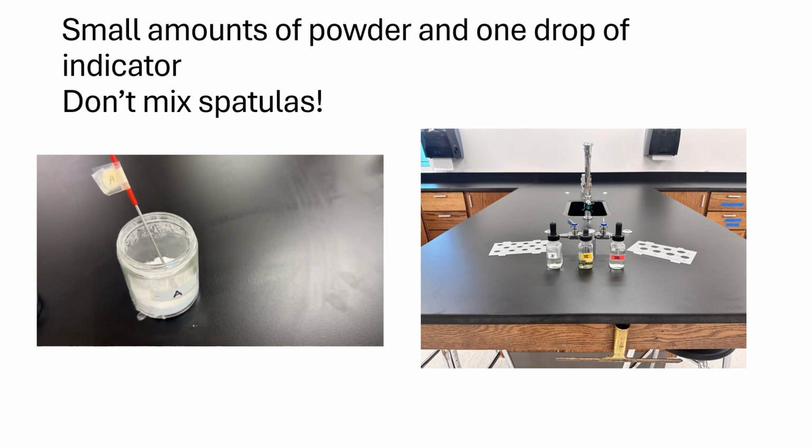Those containers of knowns and unknowns will stay in their spot. At your table, you will have indicators 1, 2, and 3. You also have a spot plate for each side there. So you're going to use those.